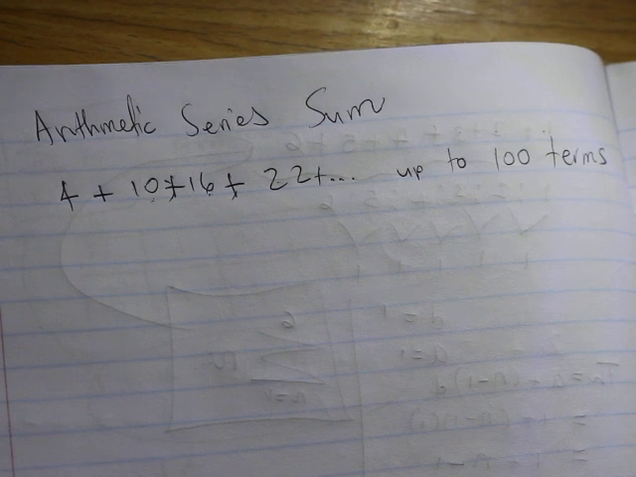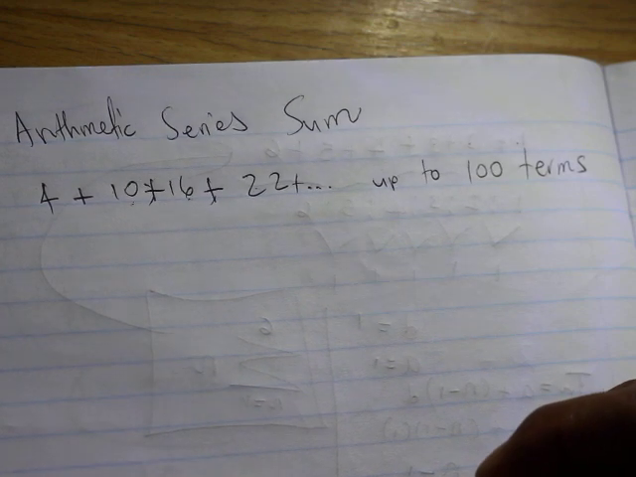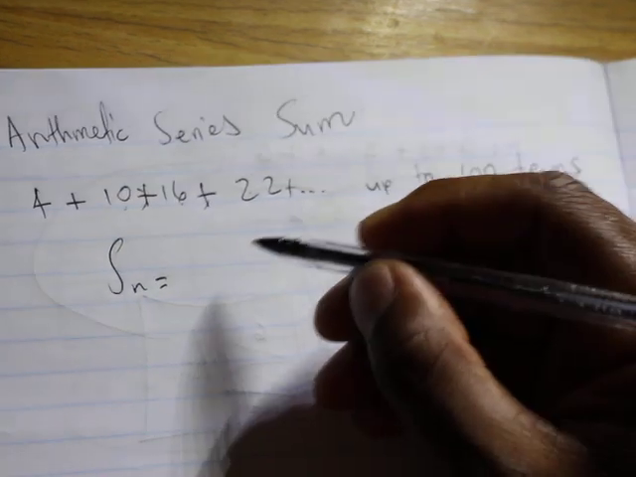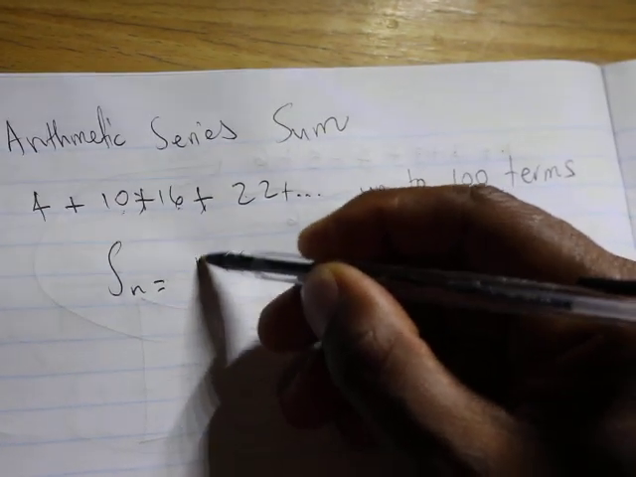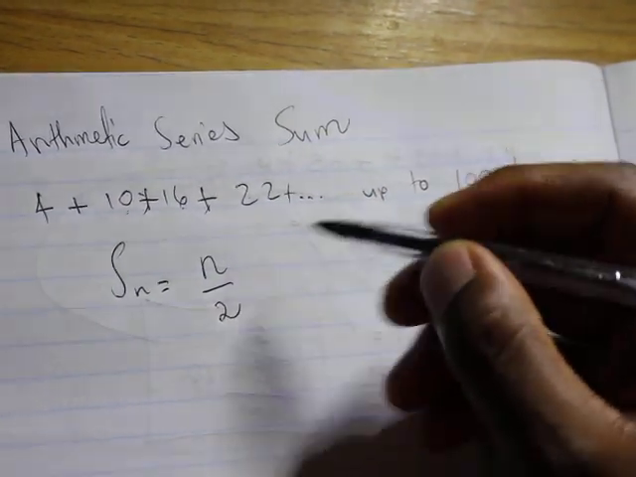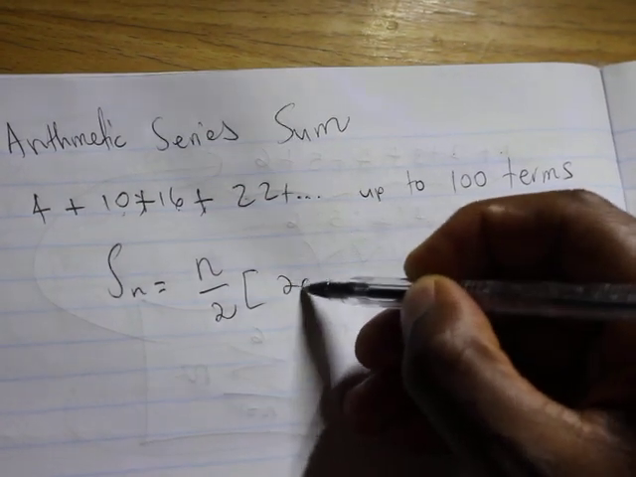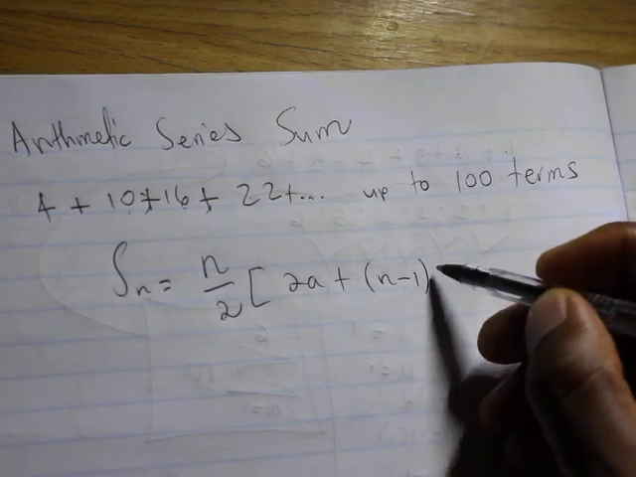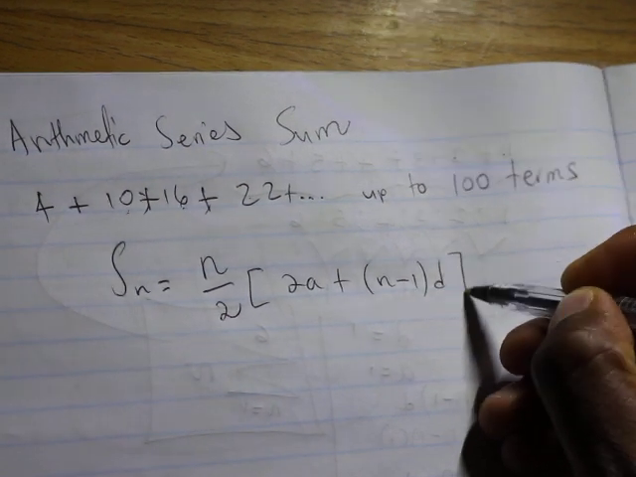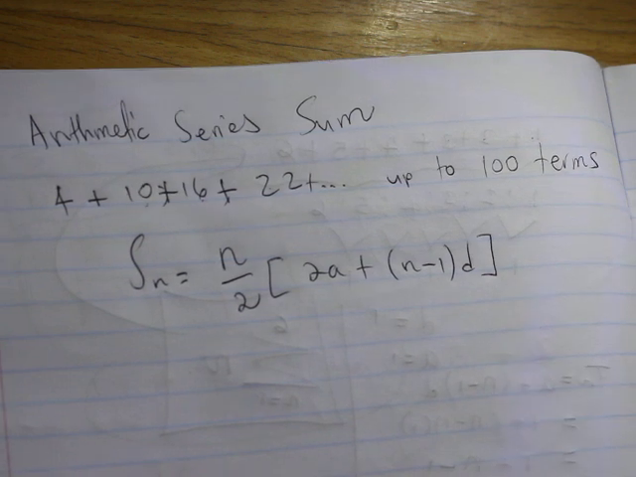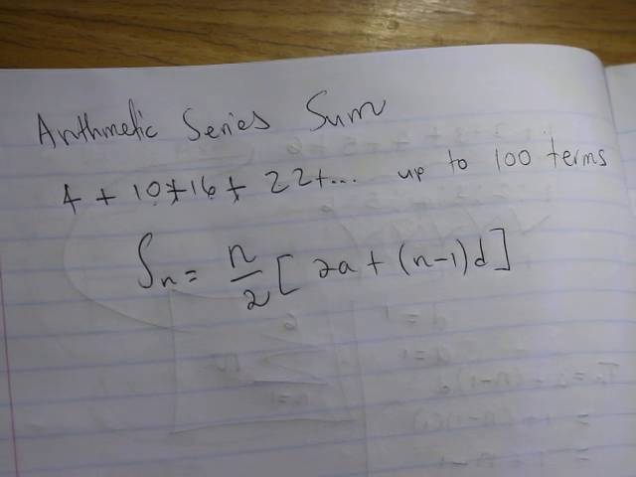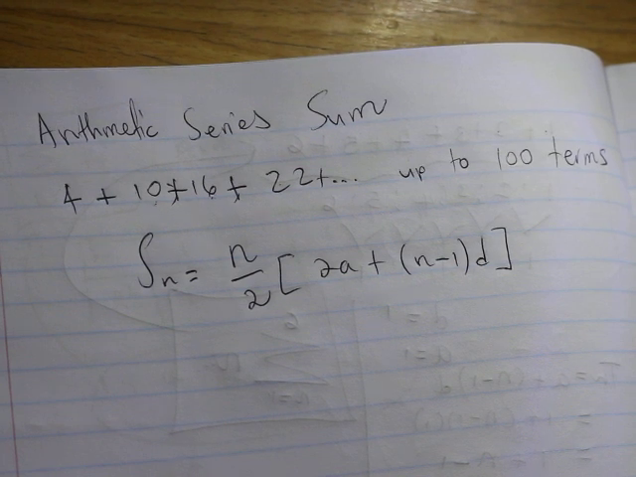The formula is as follows. If you want to find the sum of any arithmetic series, this is what we do. Sn is equal to n over 2 times (2a plus (n minus 1) times d). So that's your formula, okay? And n is basically the total number of terms.